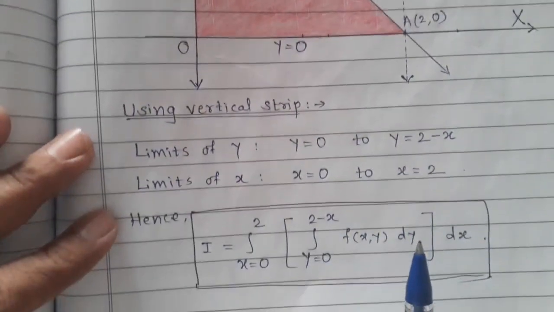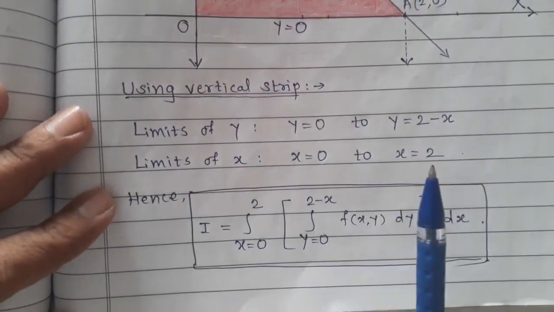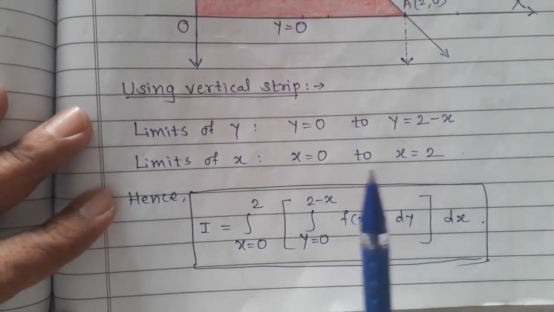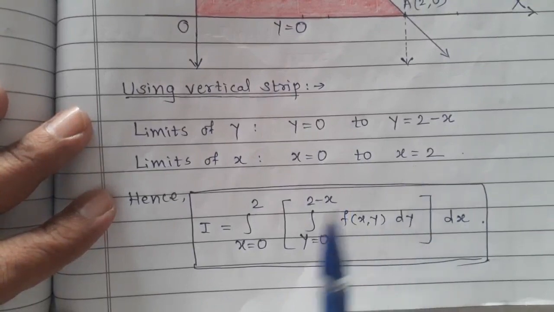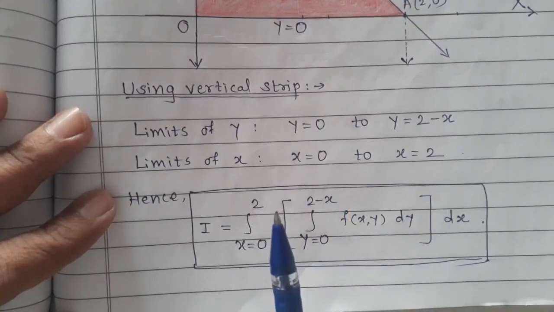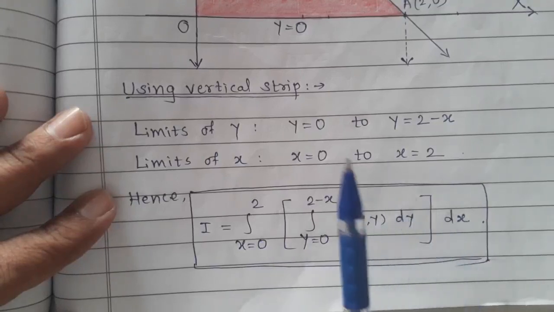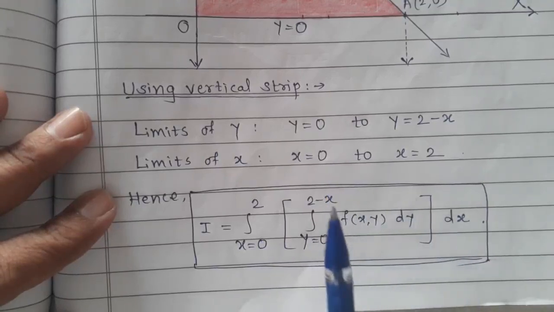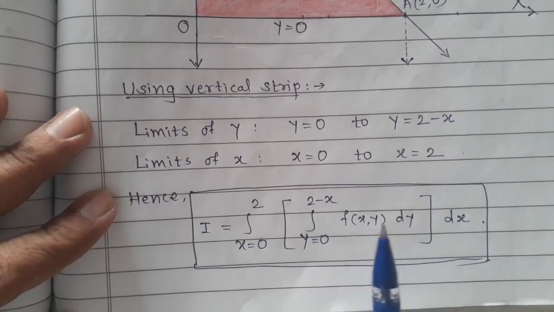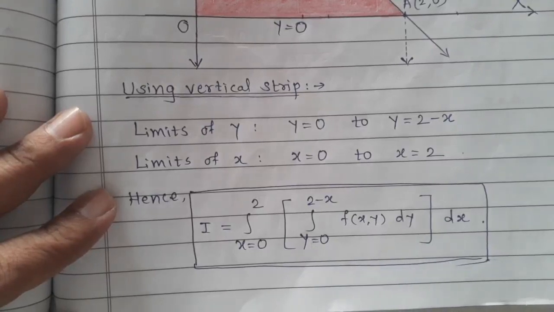Okay, so we got the limits of x and the limits of y. Constant limits we always give the second preference. Therefore x from 0 to 2, the limits of x are outside, so dx is outside. Limits of y from 0 to 2 minus x, f(x,y), limits of y inside, so dy inside. In this way we got the limits.